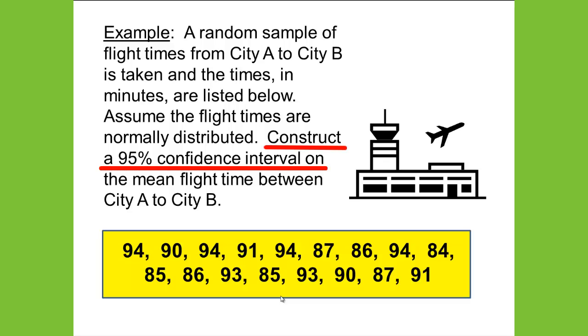It wants us to construct a 95% confidence interval on the mean flight time. So we know we're trying to construct a 95% confidence interval on the mean. The 95% is a number we'll need, and we know that we're doing the confidence interval on the mean. And we're doing it from city A to city B. And if we want to be more specific, we can say that's from Atlanta to Baton Rouge.